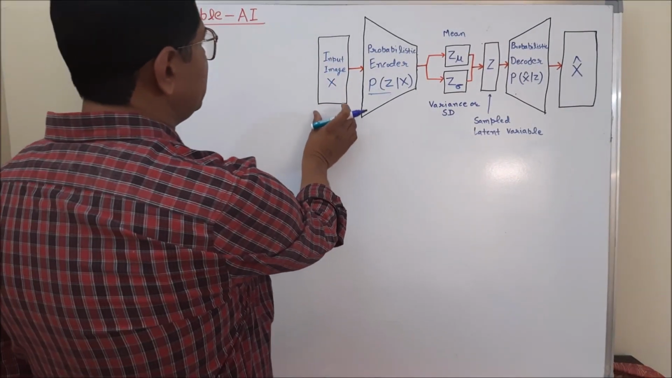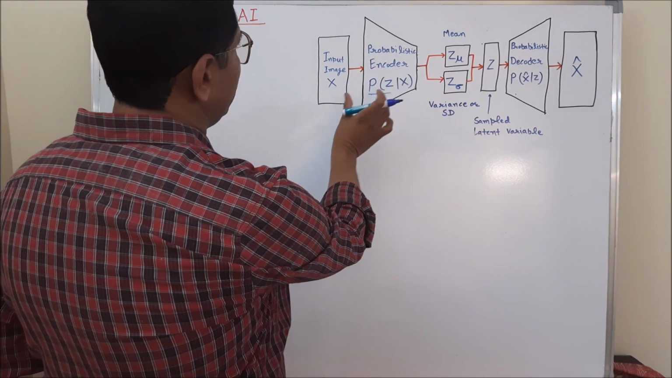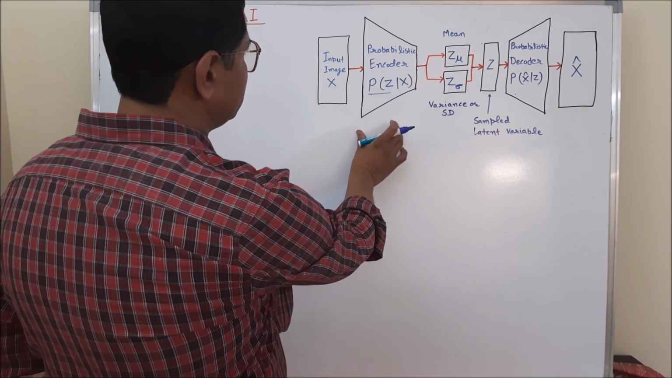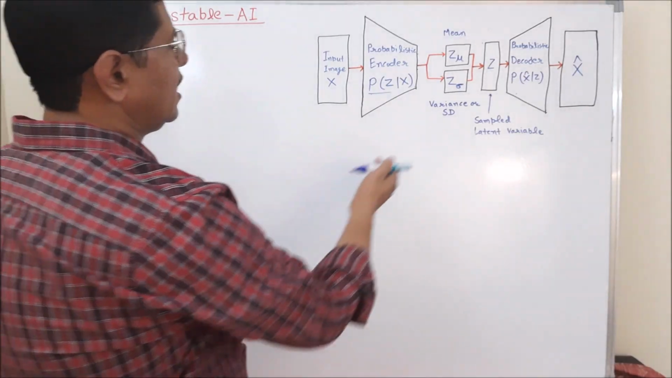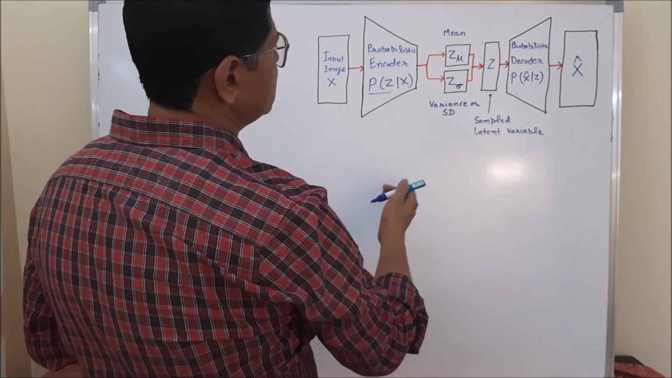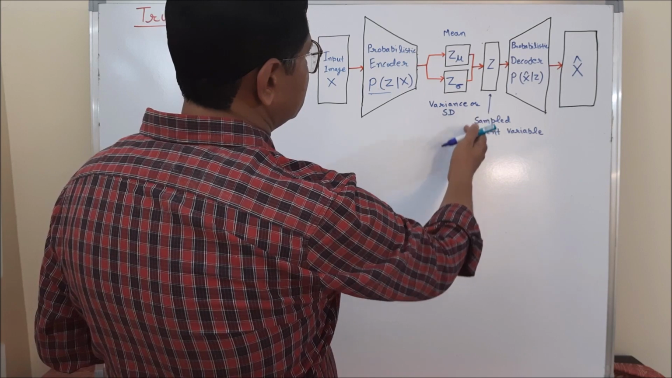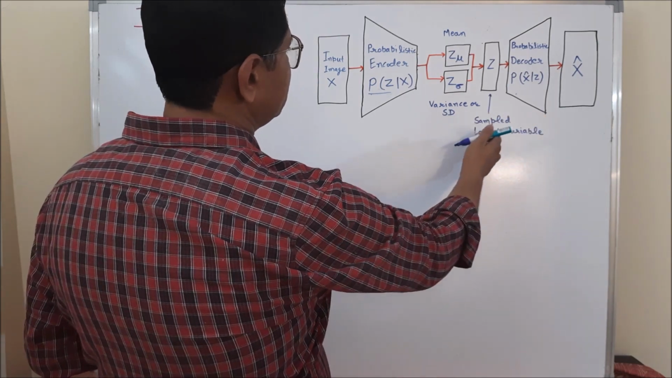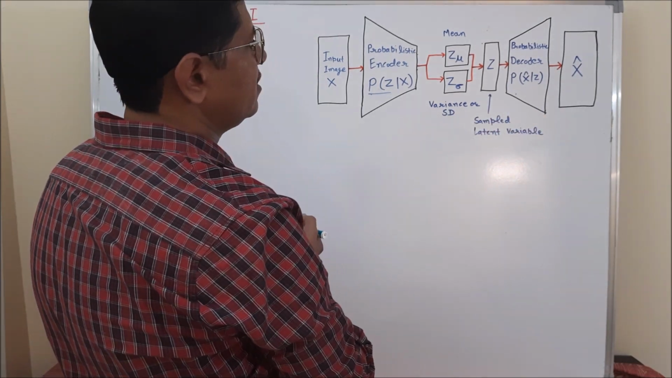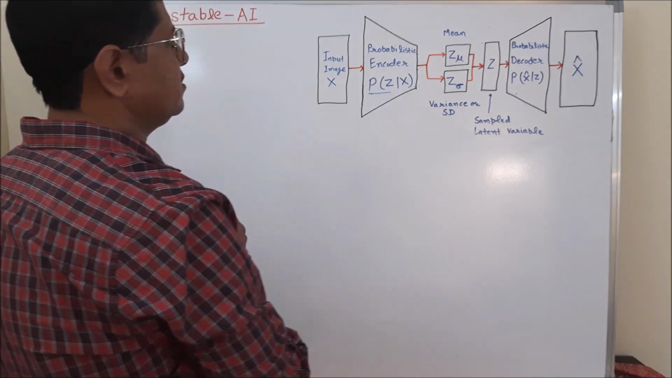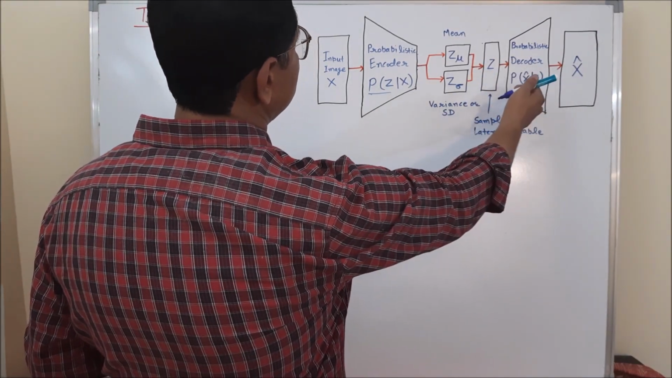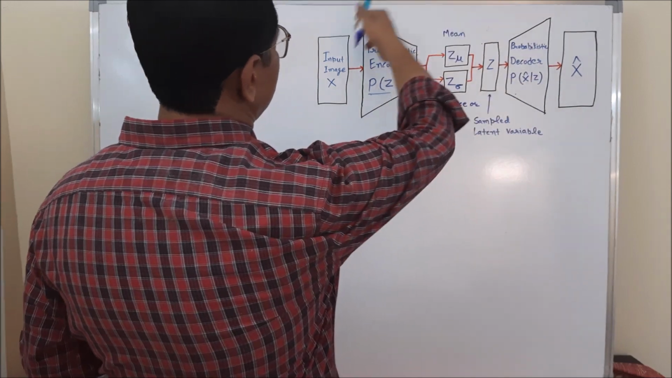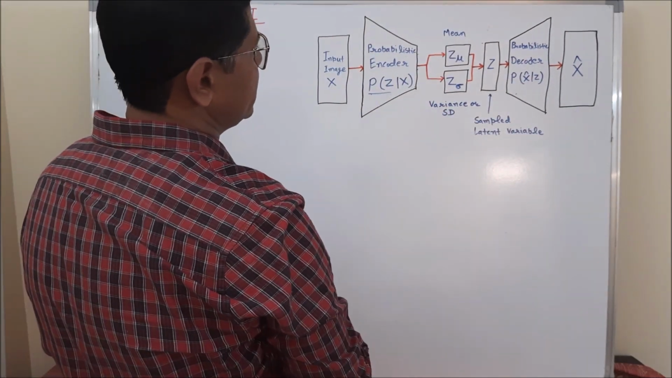When we take the input data and pass it through some probabilistic encoder, it generally generates mean and variance. After that, we apply some sampling strategy and take the sample latent variable. Actually, these sample latent variables are multivariate Gaussian distributions. So the probabilistic decoder takes those inputs and tries to reconstruct the original images.